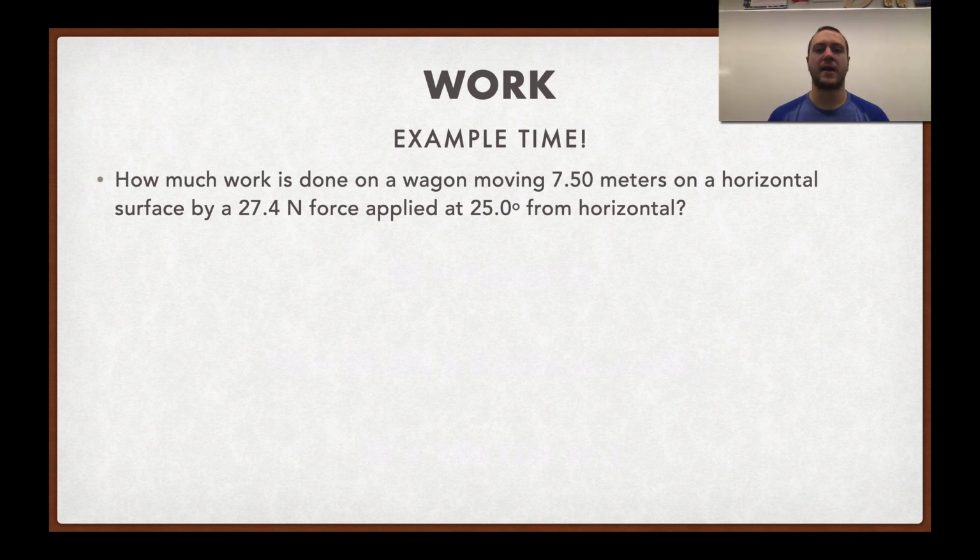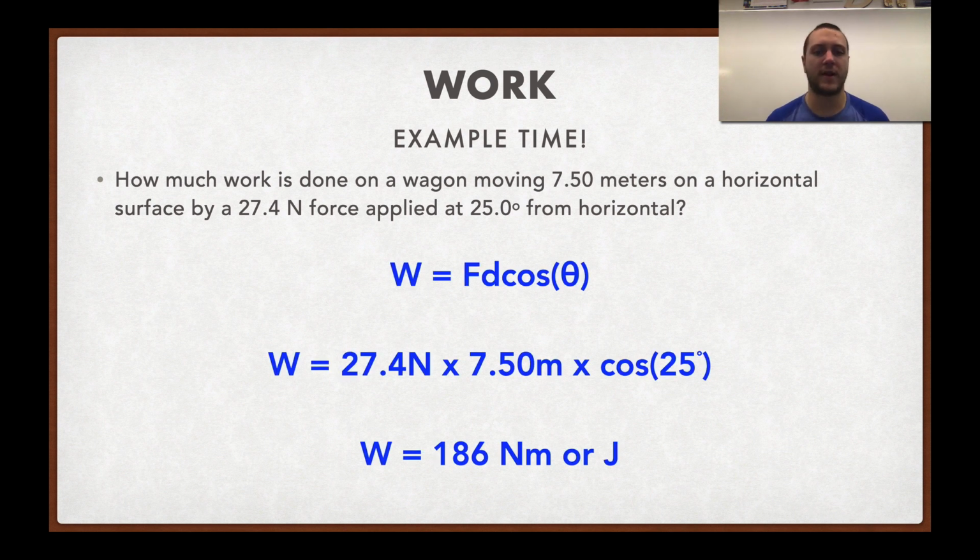Okay, welcome back. Here's the way that we would solve this problem. Work equals F d cosine theta. We have 27.4 newtons of force that we plug in for F. We have 7.50 meters that we plug in for the displacement, and the cosine of 25 degrees is our angle there. So the work that is done is 186 newton meters, or 186 joules.